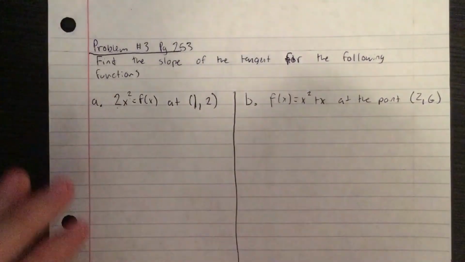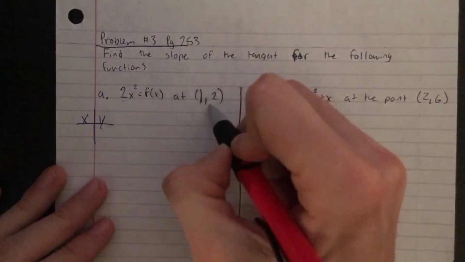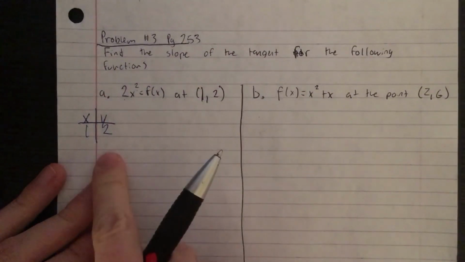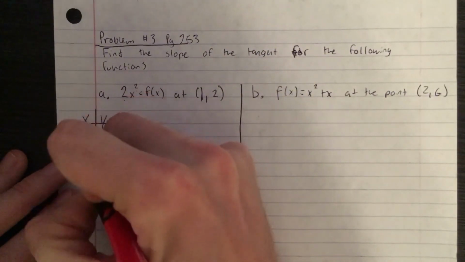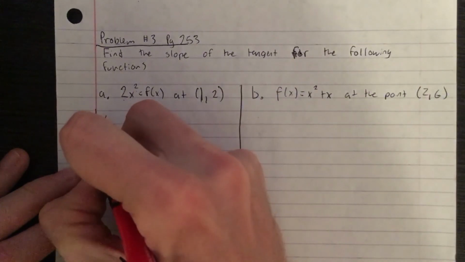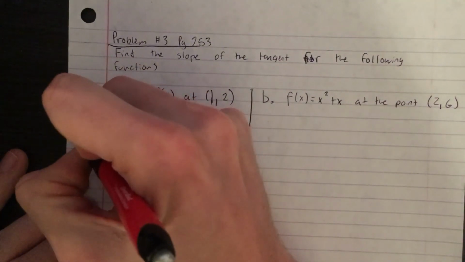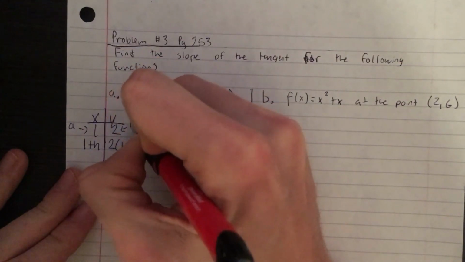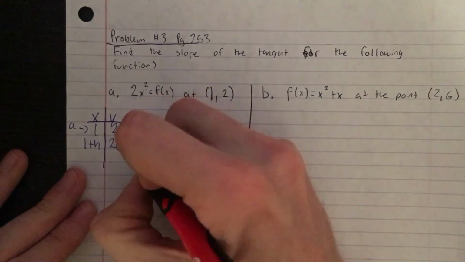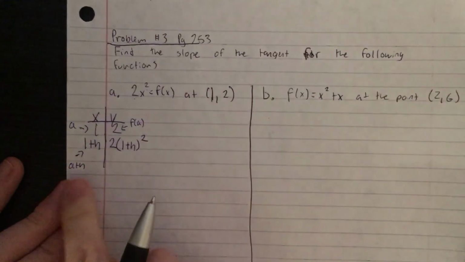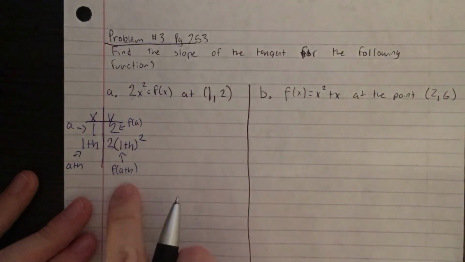What this is going to look like, I like to make an XY table to help me visualize it. So let's see here. If we substitute in the coordinate 1, we get 2 into this function. If I substitute in 1 plus h, I'm going to get 2 times (1 plus h) squared. And just to help y'all out again, this right here is a. This is what we get when we substitute a into f of x, so this is f of a. This is a plus h. We're adding that horizontal distance to it. And this is the result of substituting in a plus h.